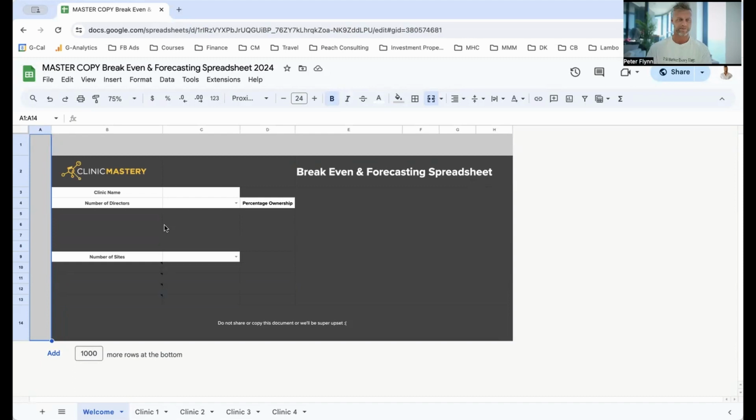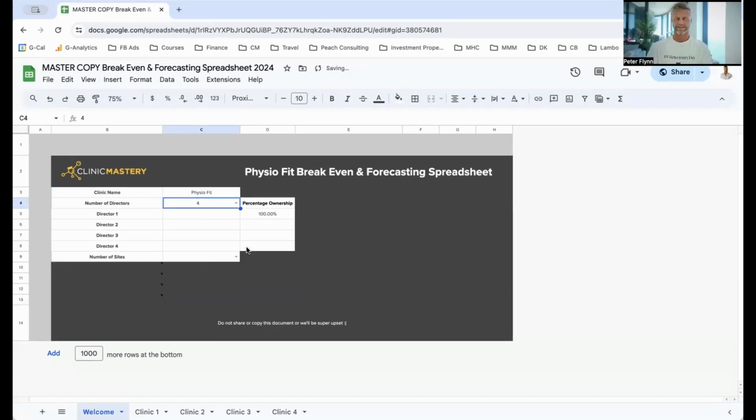Now, this is the first page here. So what you typically do is check in your clinic name. So if I put up here, PhysioFit, and you put the number of directors. So let's say you have 4 directors, and it's only built for up to 4 directors and up to 4 sites. If you do need more than that, we can actually create more. You can just create 2 versions of this and run them simultaneously.